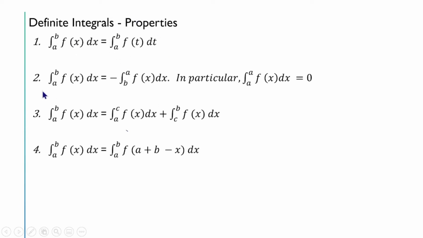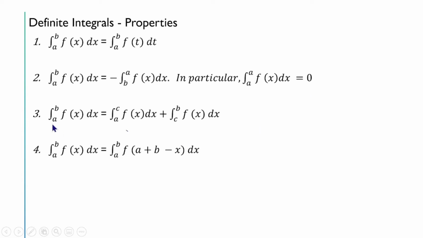Then the second property is integral a to b f of x dx is equal to minus integral b to a f of x dx. That is, when we change the limits, when the upper limit becomes the lower limit and the lower limit becomes the upper limit, then the sign of the definite integral changes. So we have integral a to b f of x dx is equal to minus integral b to a f of x dx, and in particular integral a to a f of x dx is equal to 0.